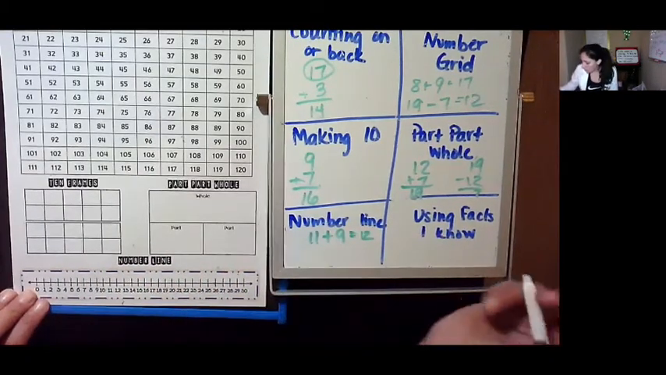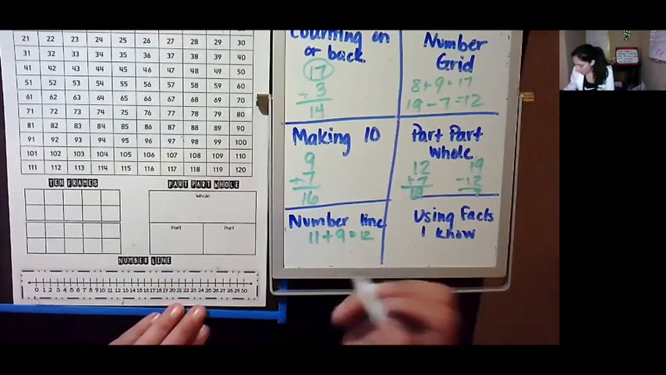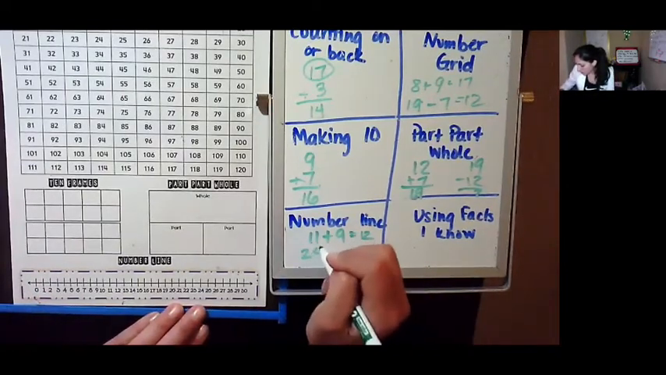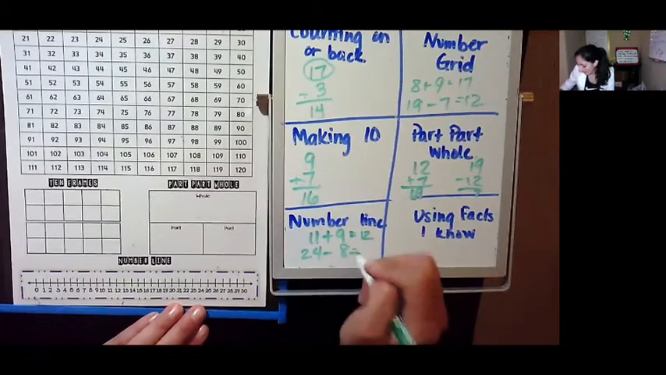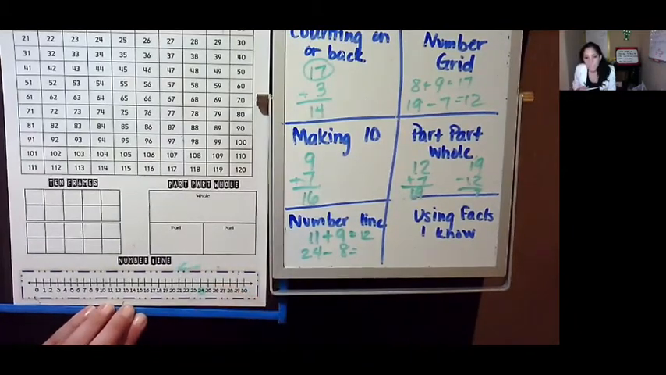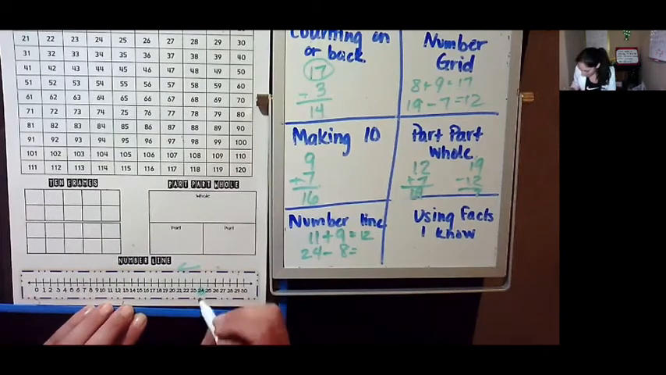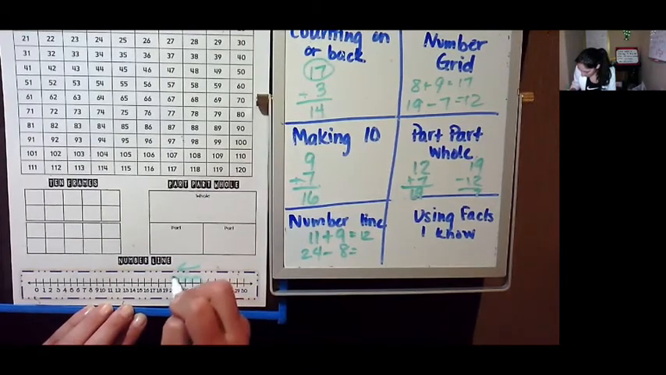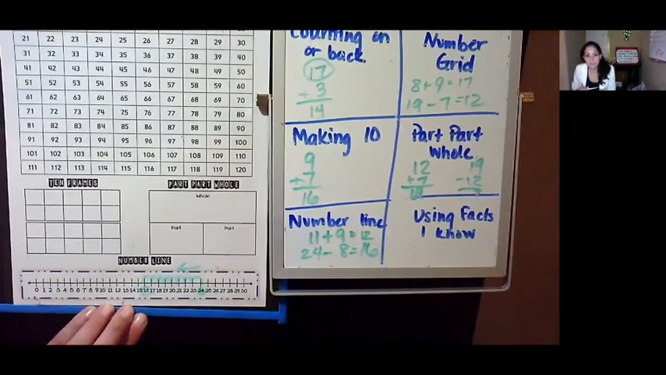Now it works the same for subtraction, even with higher numbers. Say I'm starting at 24 and I'm taking away 8. Here's 24, and I'm going to count this direction 8 hops. 1, 2, 3, 4, 5, 6, 7, 8. Here it is, 16. Okay?